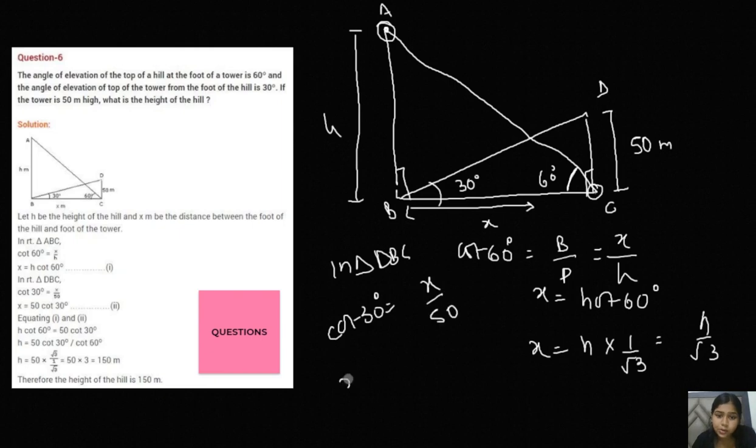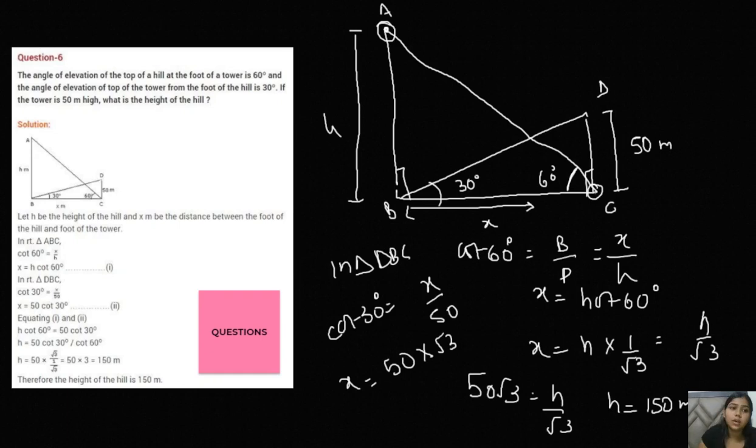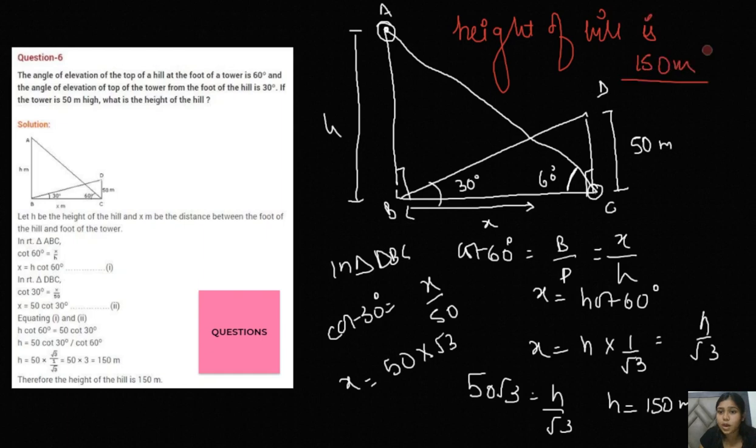So x will be equal to 50 multiplied by cot 30, that is root 3. Now you know the value of x and x, so you can just equate them. You will be getting this, and h will be equal to 150 meters. Hence from the above question, it is concluded that the height of the hill is 150 meters.